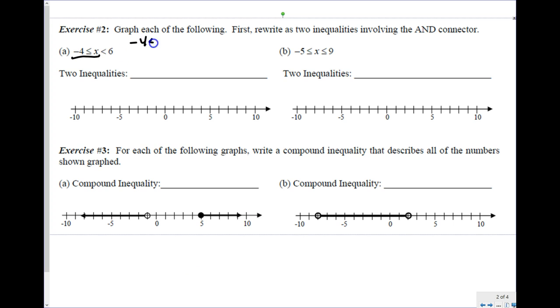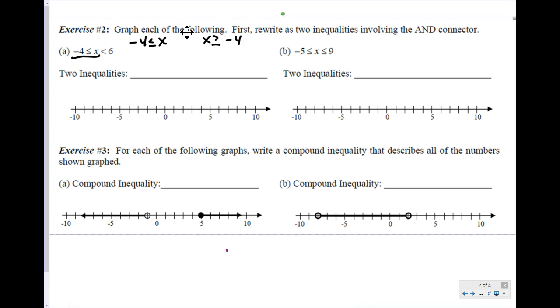I don't want to write this. Whenever you have an inequality, you always want x to be on the left-hand side. Right now, x is on the right, so we have to flip this inequality and switch the x and the -4. When I switch the x and the -4, I also switch the inequality sign to get x is greater than or equal to -4.